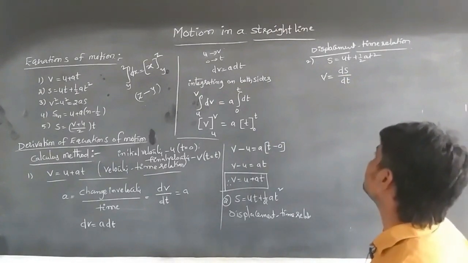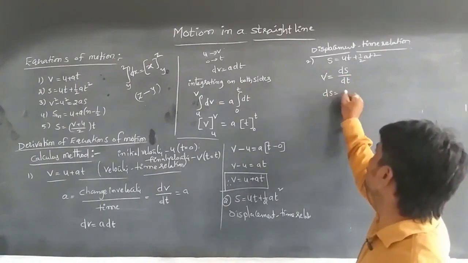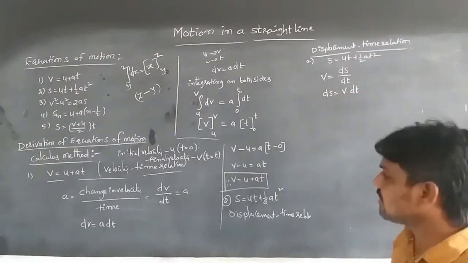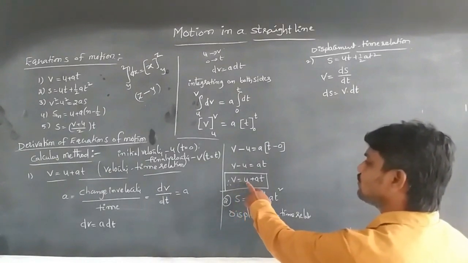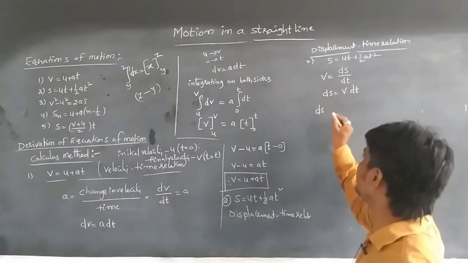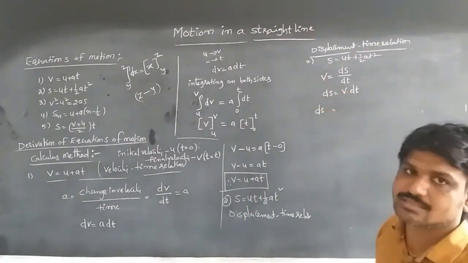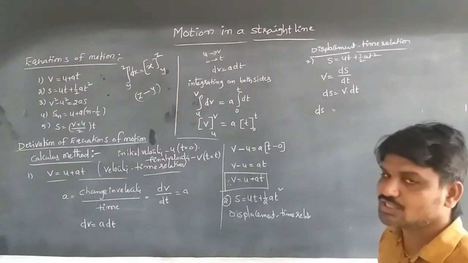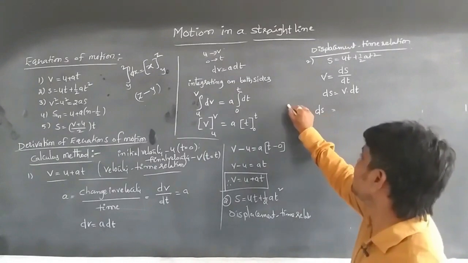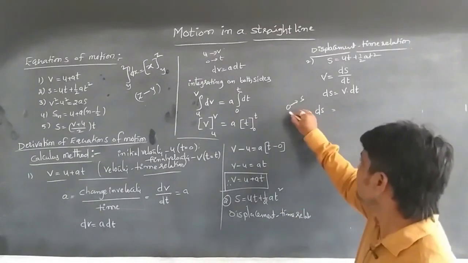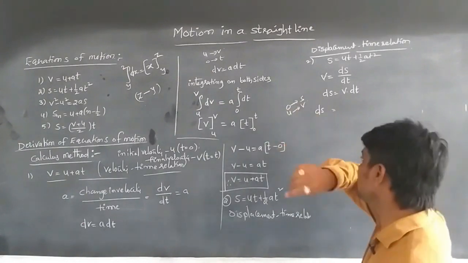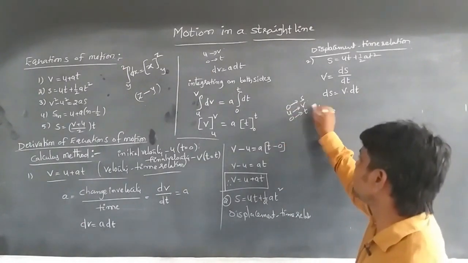From this relation, ds is equal to v into dt. But we know that v is equal to u plus at. From this relation we can write ds, the displacement which has happened between the limits 0 to s, at position time t is equal to 0, the body is at rest. The displacement will be from 0 to s, velocity will be from u to v, initial velocity, final velocity, initial displacement, final displacement, then time 0 to t.